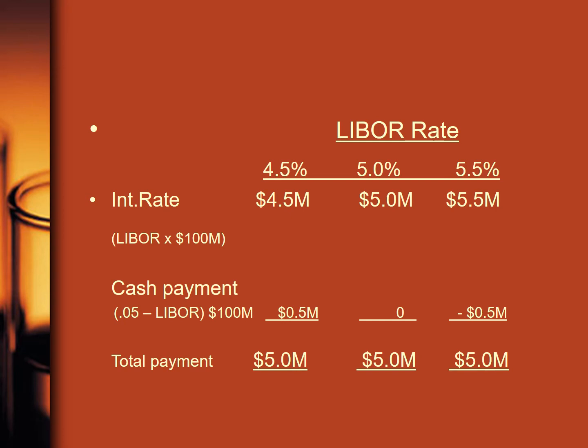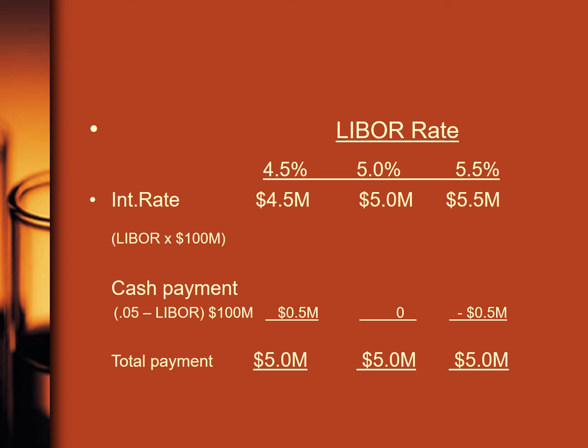And then if you look at the bottom line, it shows total payment, $5 million in the first column, $5 million in the second column, and $5 million in the third column. So what is happening? If you again look at the first figure up, that is $4.5 million, you can see that this is less than $5 million, which is the fixed interest that the firm has to pay to the swap dealer. So the short-term rate is less than the fixed rate, so the firm has to pay the difference to the swap dealer.